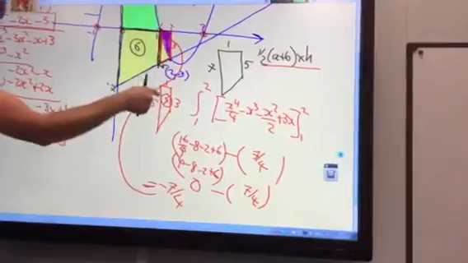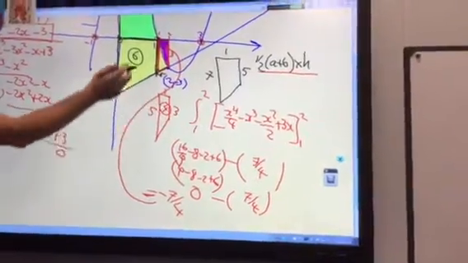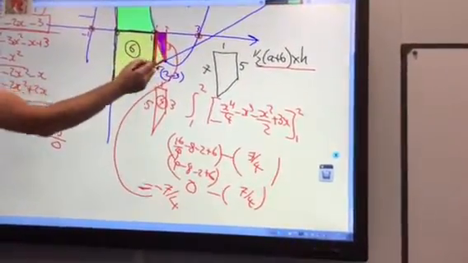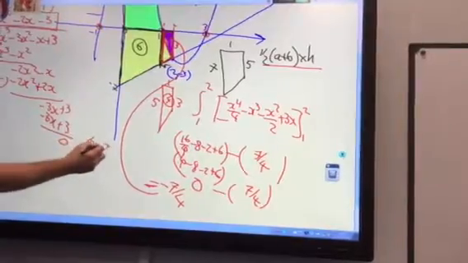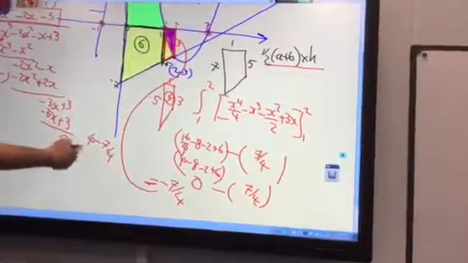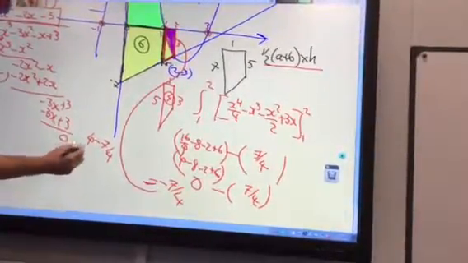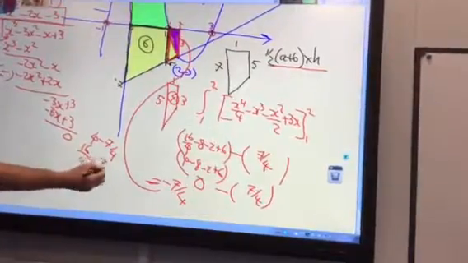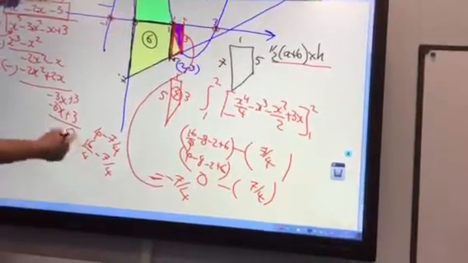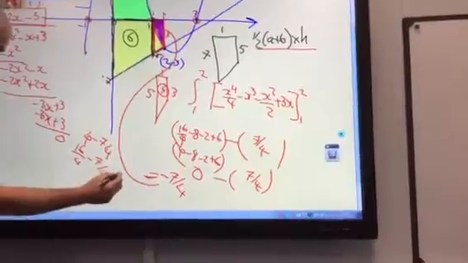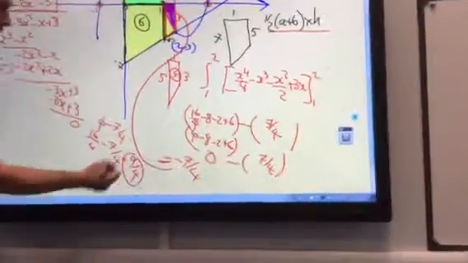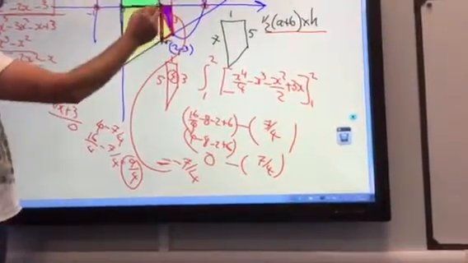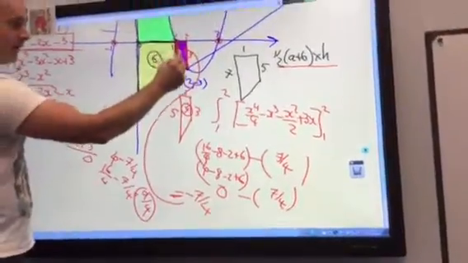I knew the whole area of this was 4, therefore to find the area of just the yellow bit now, I do 4 minus 7 over 4. Change this into a fraction divisible by 4, which is 16 over 4 minus 7 over 4. 16 takes 7 is therefore 9 over 4. So the area of this here is 9 over 4, this bit.